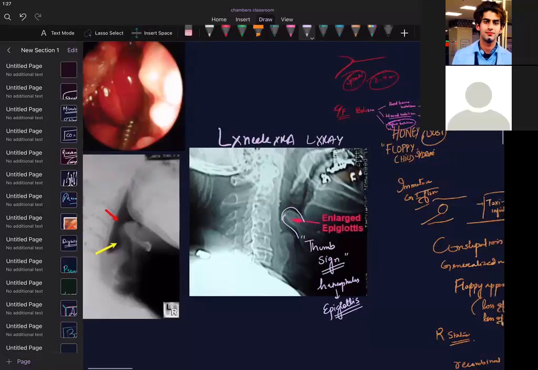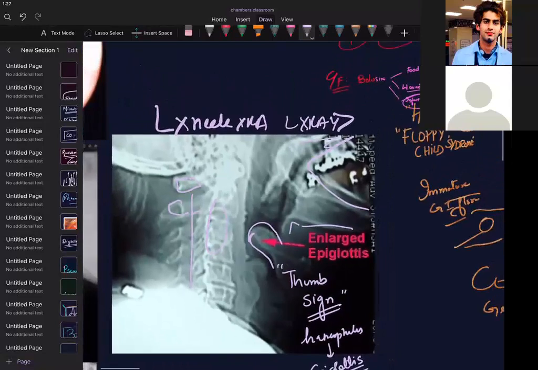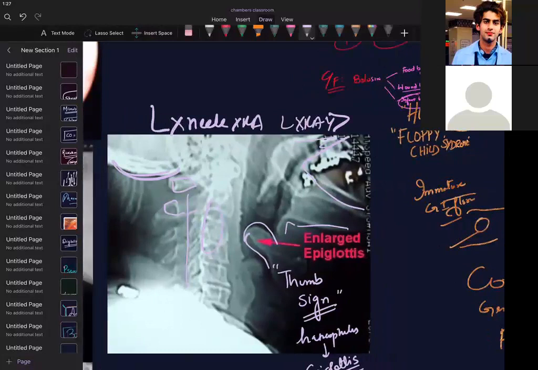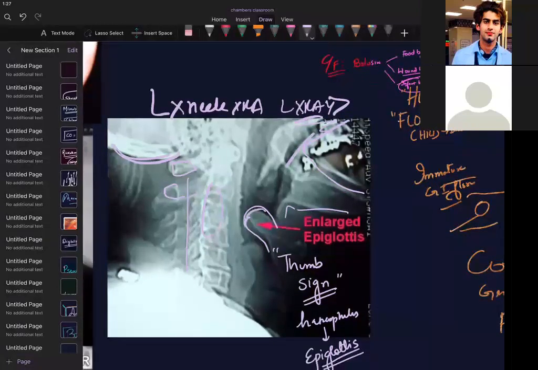This lateral view is showing me the nose of the patient, the teeth, the vertebra, these are the spines of the vertebra, the occiput, the base of the skull, the nasopharynx, the oropharynx. So this thumb sign is seen in enlarged epiglottis.